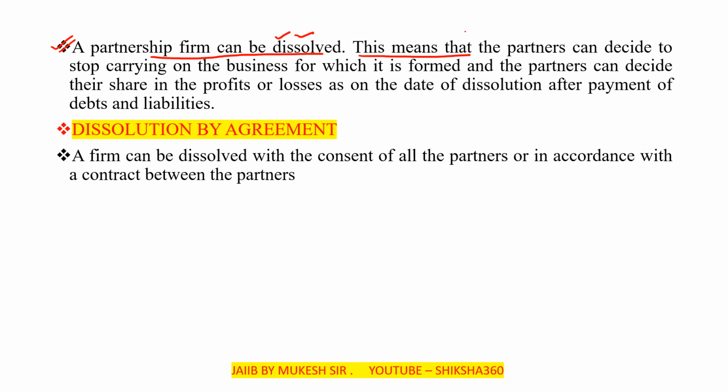This means that the partners can decide to stop carrying on the business for which it is formed, and the partners can decide their share in the profit or losses as on the date of dissolution, after payment of debts and liabilities. It depends upon the partners. We have already discussed the partnership at will.